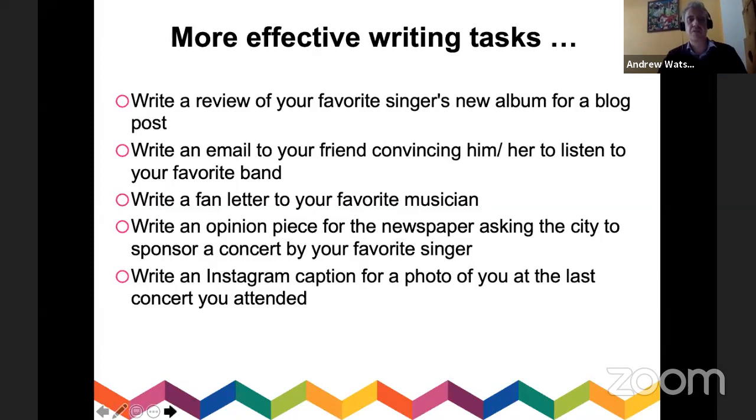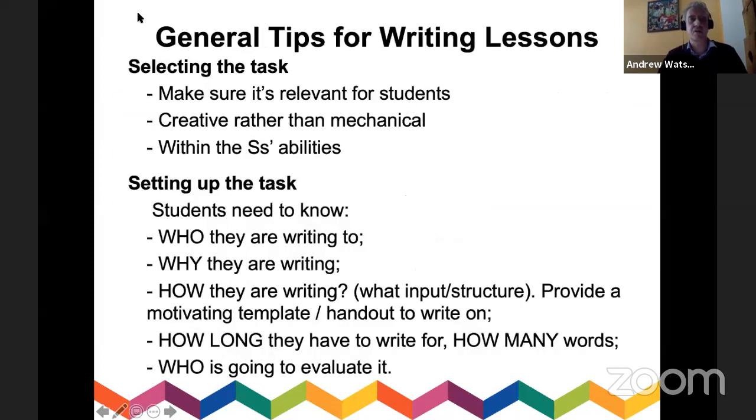All right, so we've got about 1 minute left. Here's just a quick summary, some general considerations for writing lessons. So selecting the task, make sure it's relevant for students. It should be creative if possible, rather than mechanical, within the student's abilities. When you're setting up the task, students need to know who they're writing to, why they're writing, how they are writing, what's the input or structure.